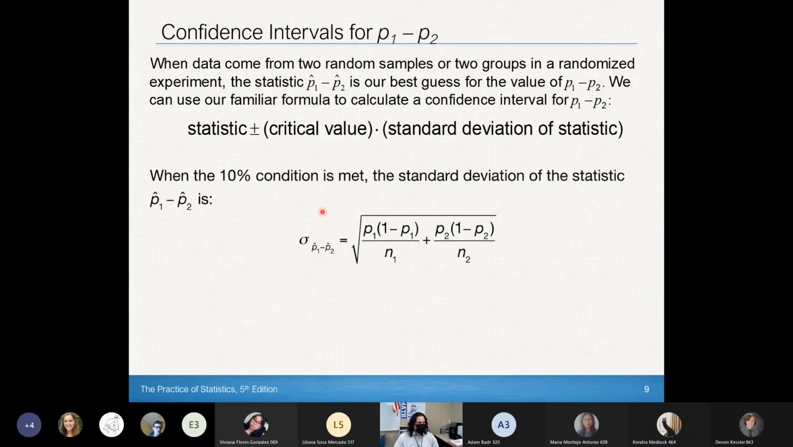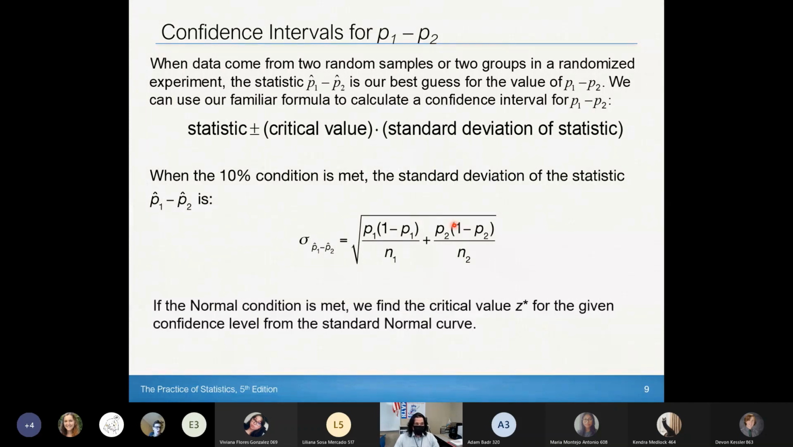When the 10% condition is met, the standard deviation of the statistic, p hat 1 minus p hat 2, is the square root of p1 times 1 minus p1 divided by n1 plus p2 times 1 minus p2 divided by n2. If the normal condition is met, we find the critical value z star for the given confidence level from the standard normal curve. The normal condition is otherwise known as the large counts condition. And we have at least 10 successes and 10 failures in each sample.